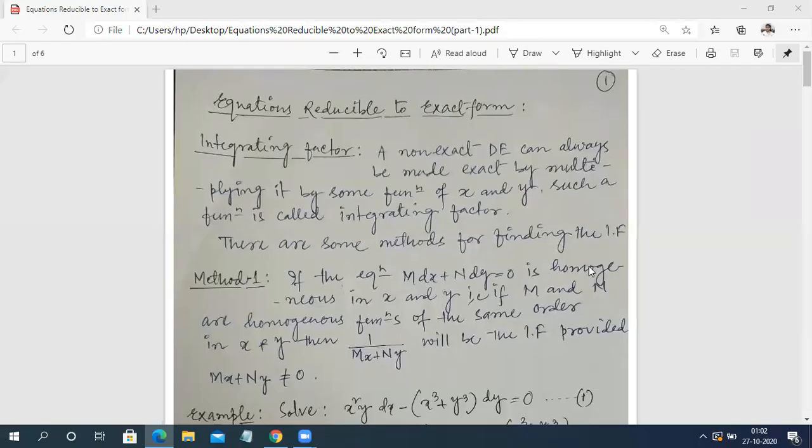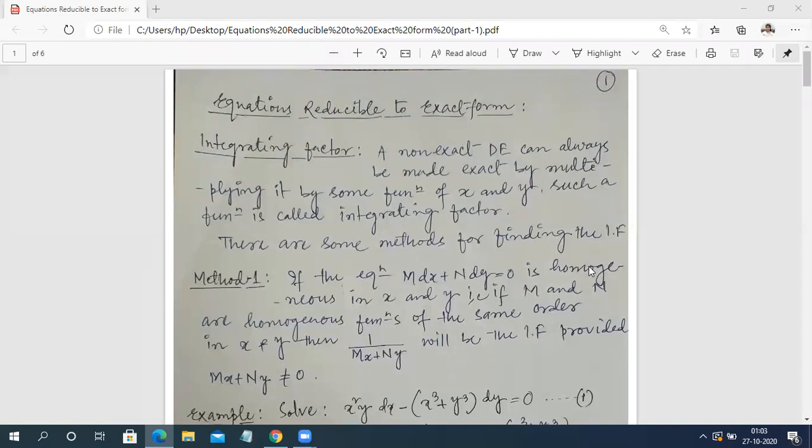Well, in today's lecture, I am going to discuss the equations reducible to exact form. Actually, in some non-exact differential equations, we can always make that non-exact differential equation into exact form by multiplying that equation by some factor, and that factor is actually known as the integrating factor.